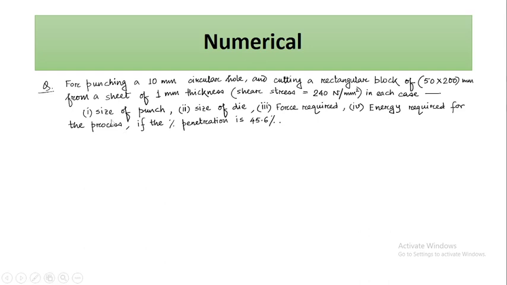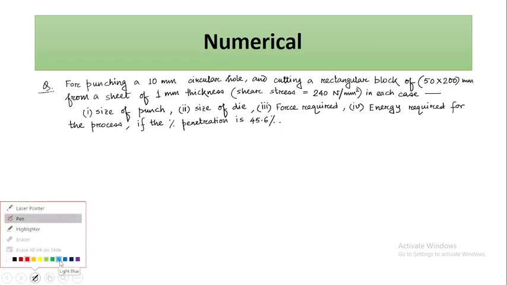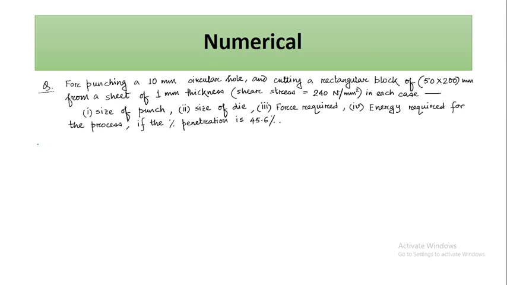So if you are asked to find out the size of the punch, we can divide it into two halves. One is the punching, another one is the blanking. Before that, as we have to find out the dimension of the punch and the dimension of the die, one thing that is required is the clearance. And we know how we can find out the clearance.